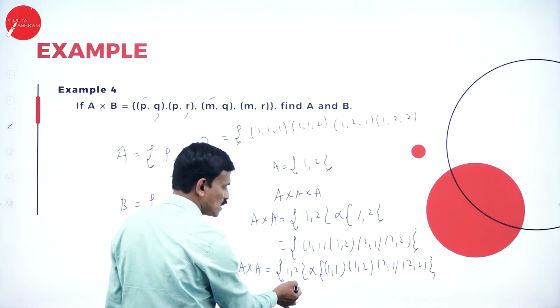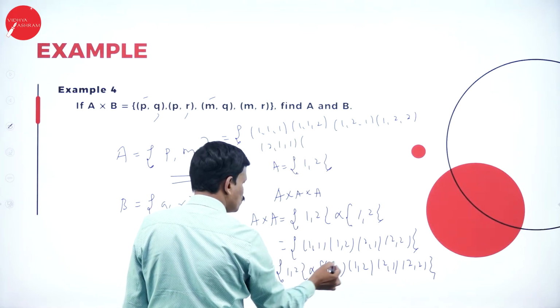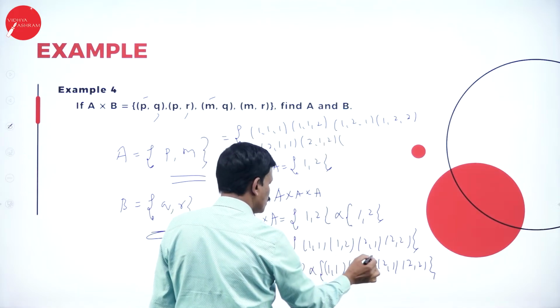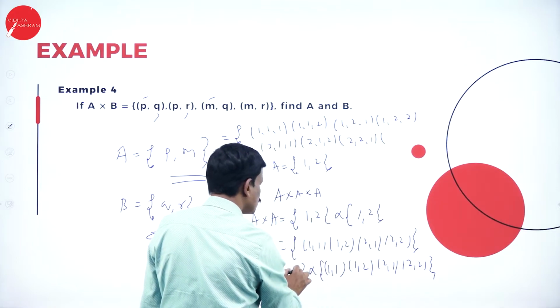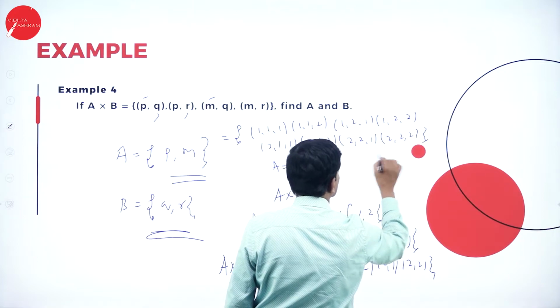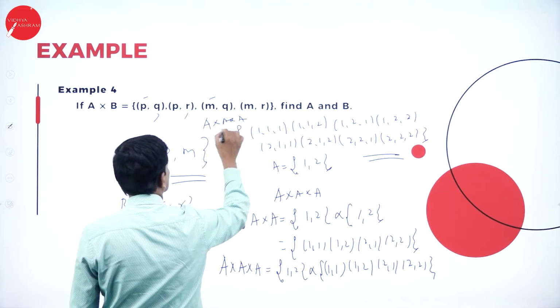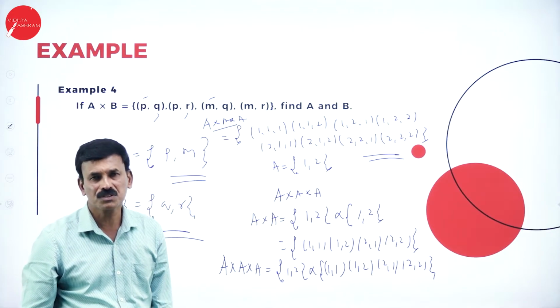Similarly, take the element 2: (2, 1, 1), (2, 1, 2), then (2, 2, 1), and the last element (2, 2, 2). This is the value of A cross A cross A. That's it. This is how we write the Cartesian product.